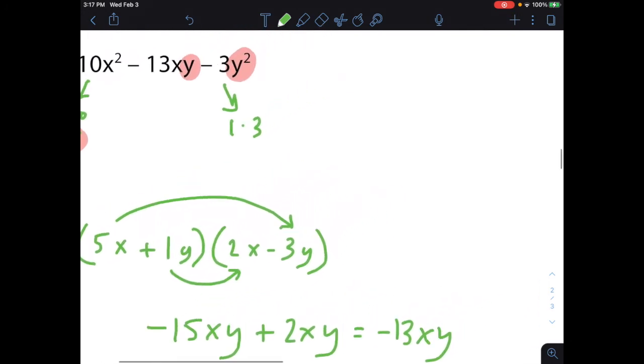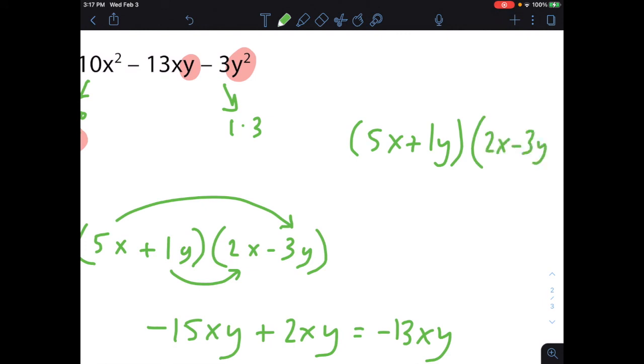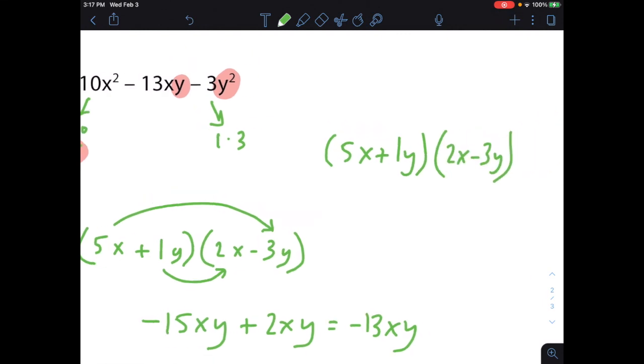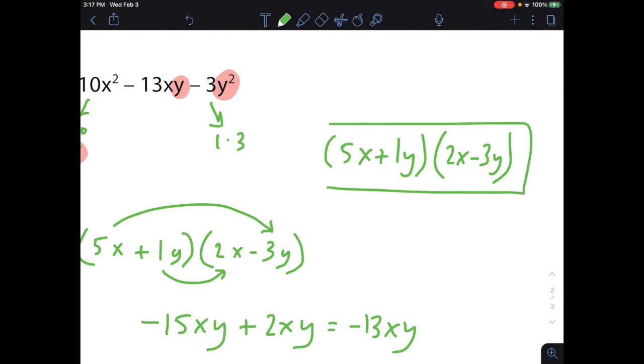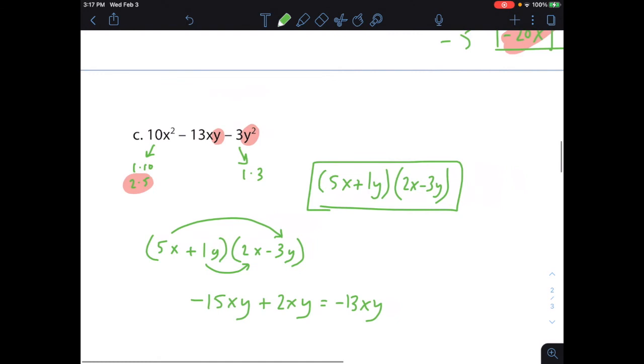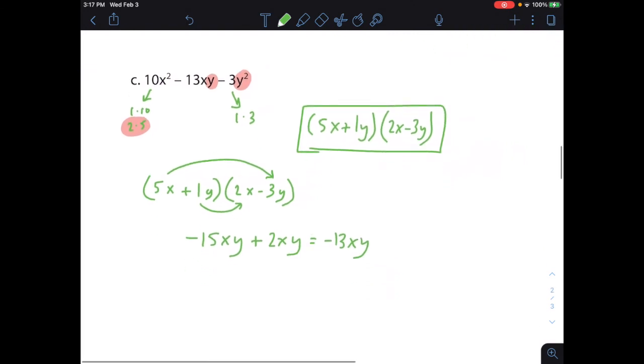All right, so it's not going to necessarily be that simple for you when you're first doing these, but hopefully you'll get to the point where it is, and you'll be able to do these pretty quickly. Okay, so there we go. That's our answer: 5x plus 1y and 2x minus 3y. All right, one more.